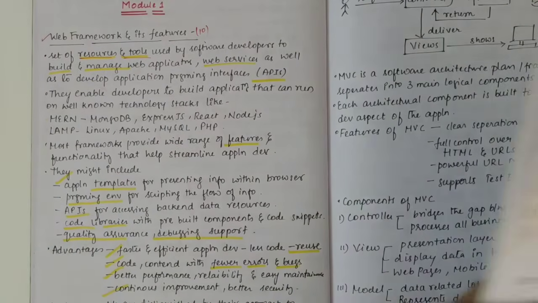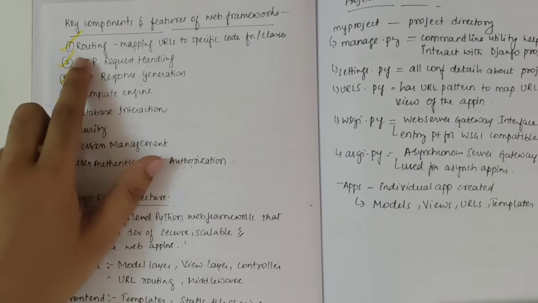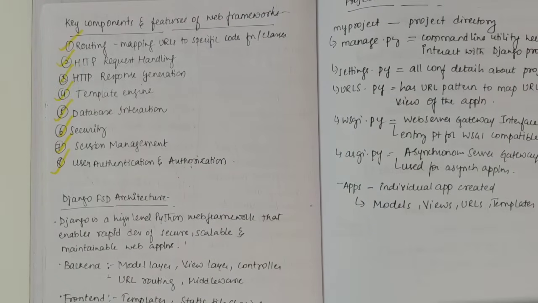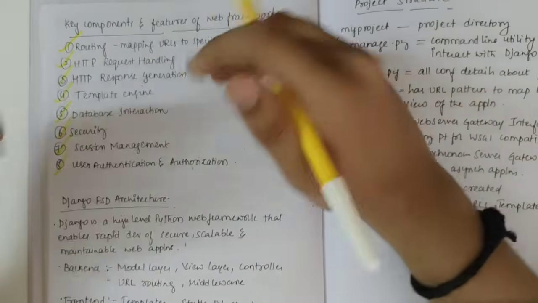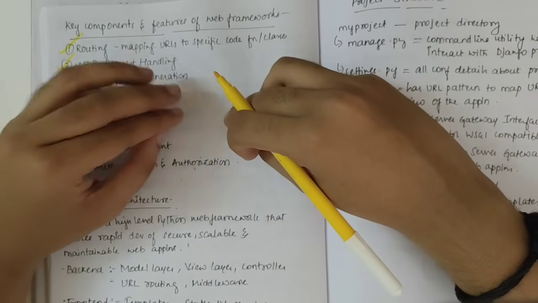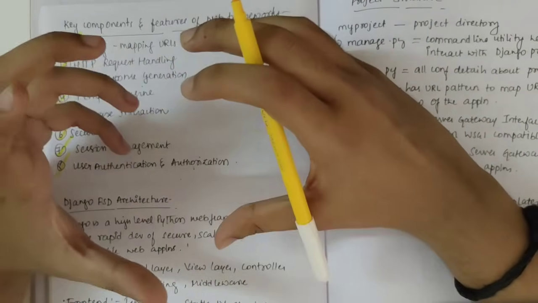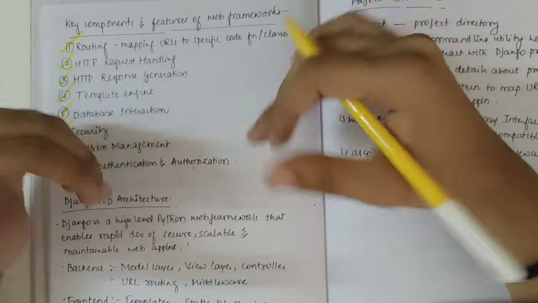Looking at a few more features, the first one is routing. Routing is mapping URLs to a specific function or class. Then we have HTTP request handling. We being the client request some content from the server, from the website, and this is handled by the web framework.